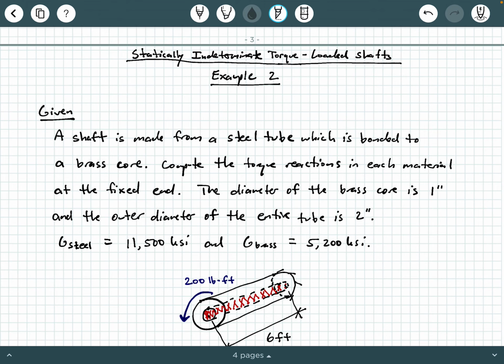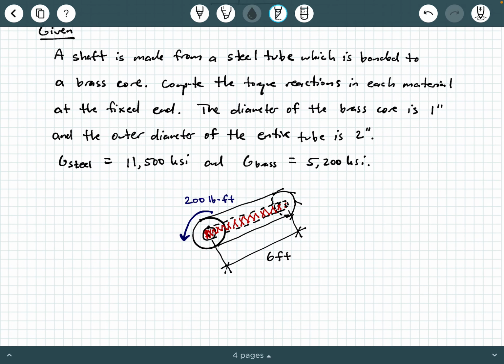So the figure that we're given here shows this steel tube. That's what we see here in black. And then we have this brass core, which is represented in red here, this red hatching, okay? The entire length of the shaft is 6 feet, and we see the fixed connection is back here. And then at the free end, we have this applied torque moment of 200 pound-feet, okay?